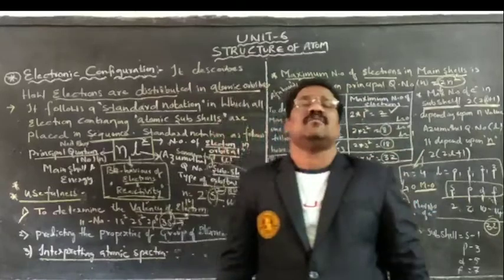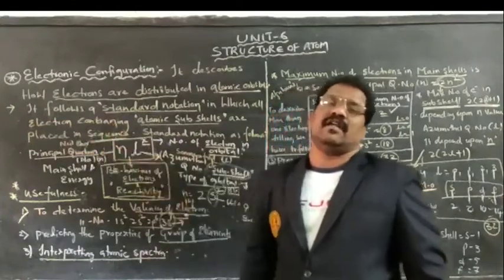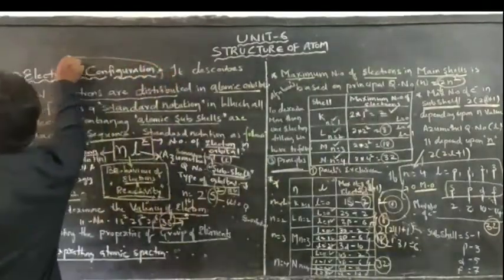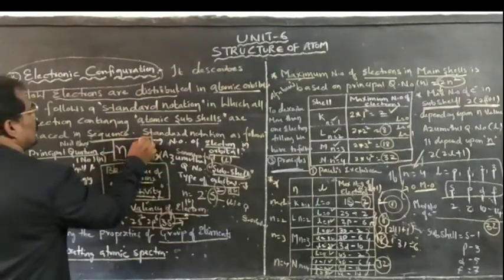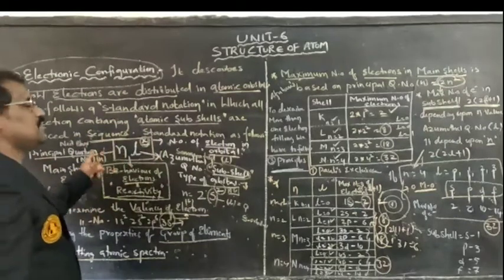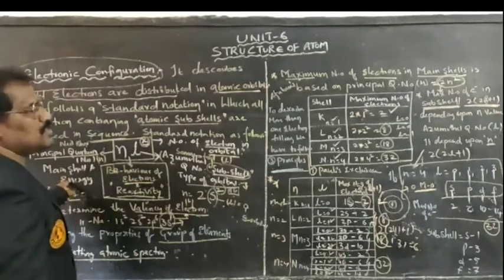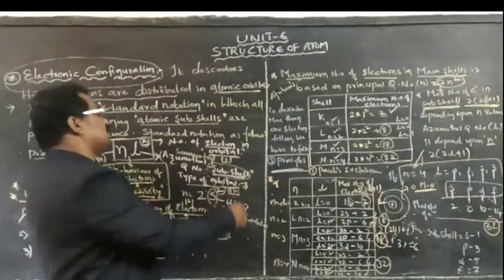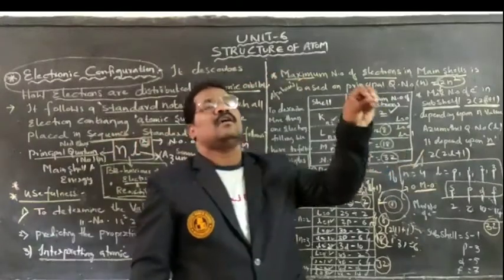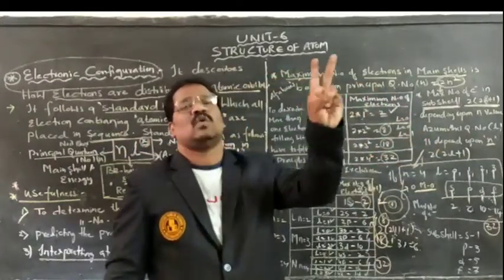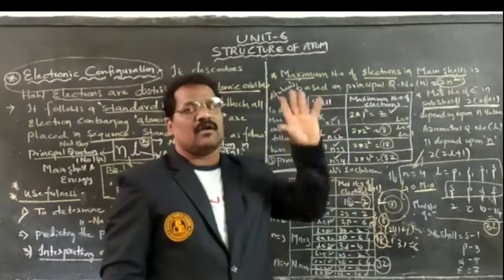That systematic arrangement of electrons within atomic orbitals depending upon their energy levels is called electronic configuration, and it has a standard notation: n, l, with superscript x. n represents the principal quantum number, l represents the azimuthal quantum number. The principal quantum number talks about the main shell, and the azimuthal quantum number speaks about the subshell. x represents the number of electrons accommodated in the subshell. S orbital, 2 electrons. P orbital, 6 electrons. D orbital, 10 electrons. F orbital, 14 electrons.